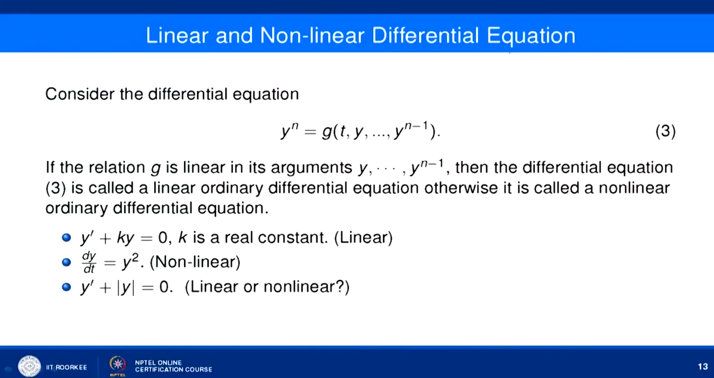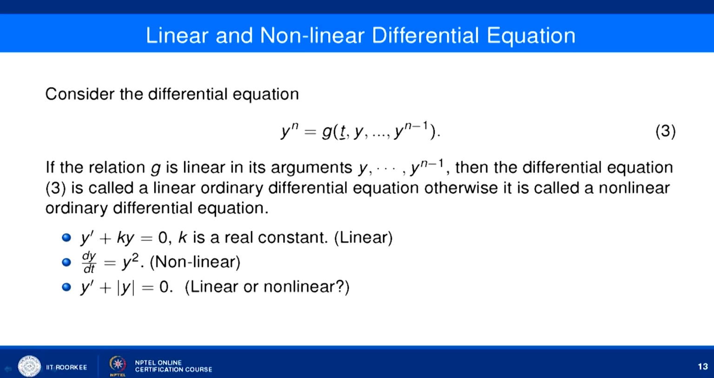So, let us consider the first case, classification depending on the dependent variable. Here we try to find out what a linear and a non-linear differential equation is. Let us consider the equation 3, y^(n) = g(t, y, y', ..., y^(n-1)). If the relation g is linear in its arguments y to y^(n-1)... look at the variables of g. Here the variables are t, y, up to y^(n-1). These are the arguments of g.